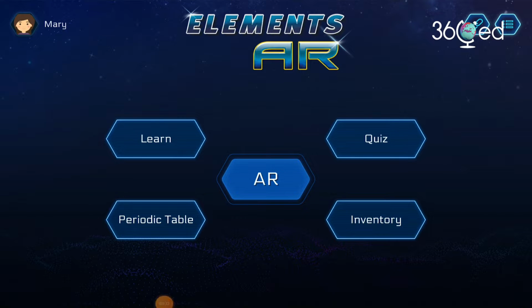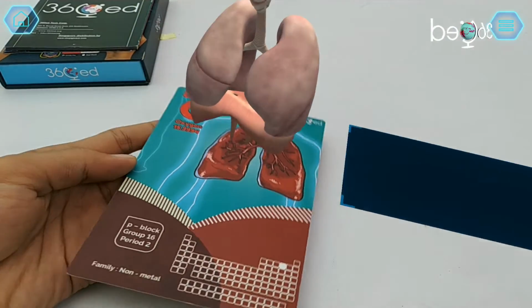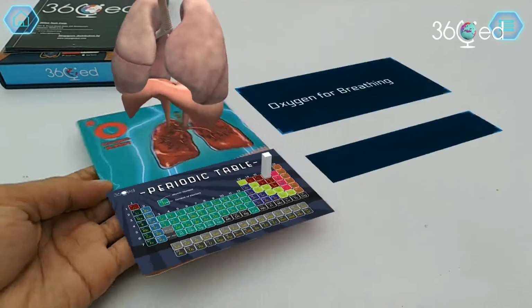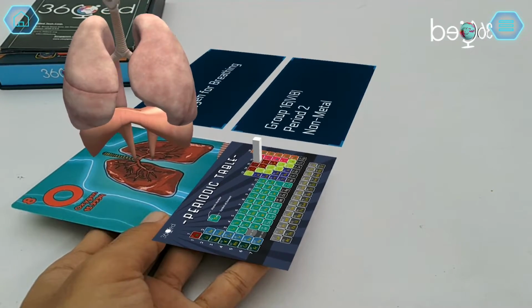This is the Augmented Reality section. Here you can learn the details of the first 30 elements on the periodic table by pointing the camera at a flashcard from the package.